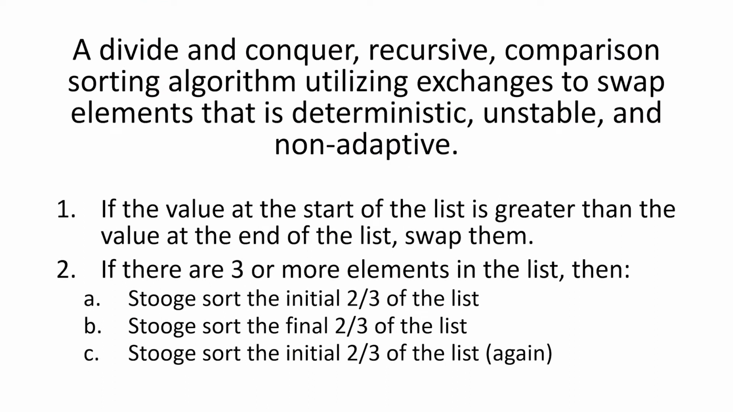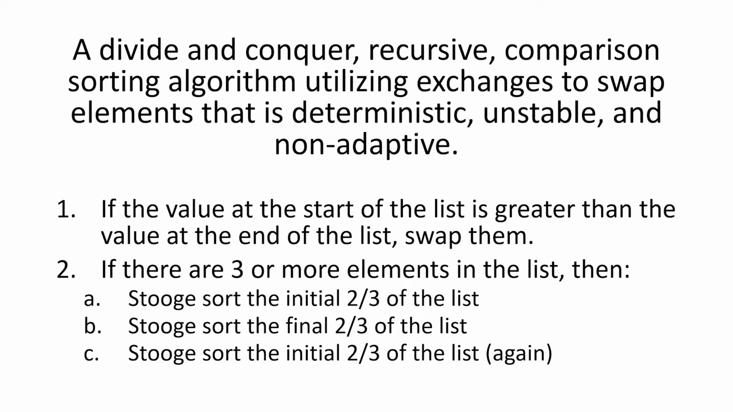Stooge Sort is a divide and conquer or recursive comparison sorting algorithm that utilizes exchanges to swap elements that is deterministic, unstable, and non-adaptive. Deterministic meaning that with a given input, it will always return the same output. Unstable meaning that if there are duplicated values in the initial array, it will not preserve the order of those values in the sorted array, and non-adaptive meaning that its behavior is not impacted by any information it is given at runtime. Stooge sort can be defined as follows.